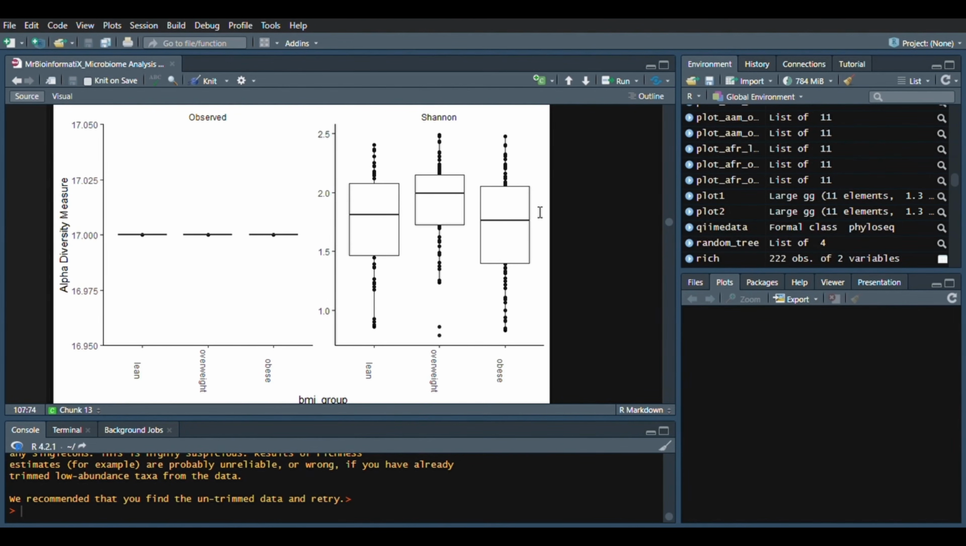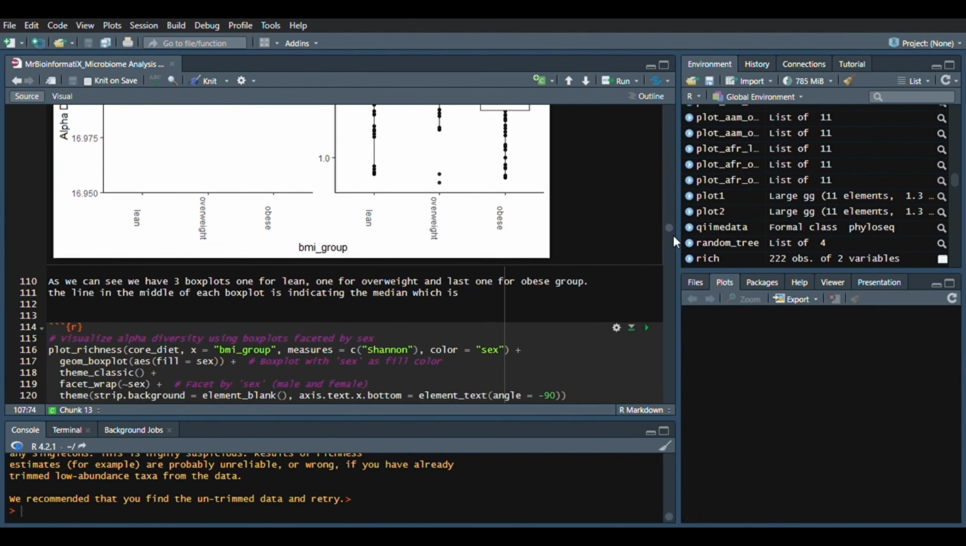And finally, the obese group. The median is about the same as the lean group, 1.75, meaning the overall diversity is similar. However, the slightly larger box suggests that there is more variability in microbial diversity among obese individuals compared to the lean group.